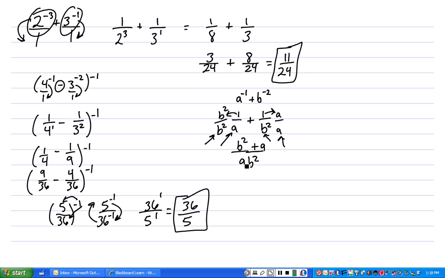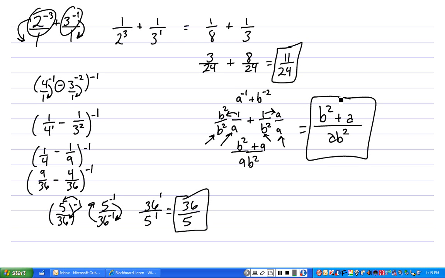And again, this is an a, not a 9. It's an a. Alright? These are a's. There are no numbers in this problem. They're all variables. So you have b squared plus a, here I'll write it like that, over a b squared. If that helps out any. And this would be your final answer.